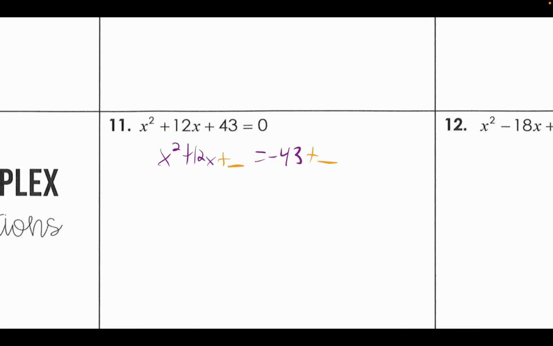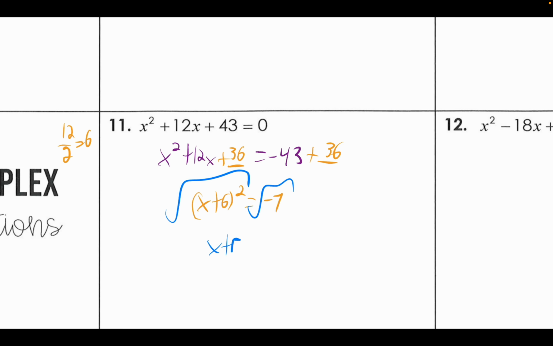And half of 12 is 6. Square the 6, and I get 36. And this will factor on the left side to (x + 6) quantity squared, and on the right side it'll be negative 7. So notice here's the negative, and we're going to be square rooting, and getting x + 6 = ± √(-1) times √7.